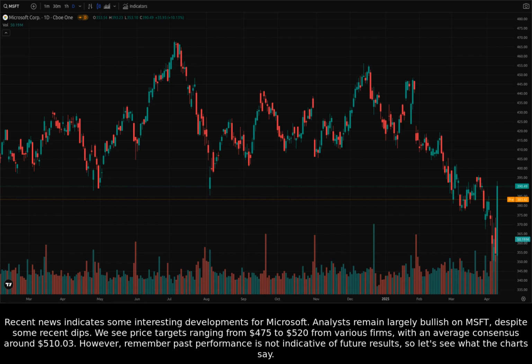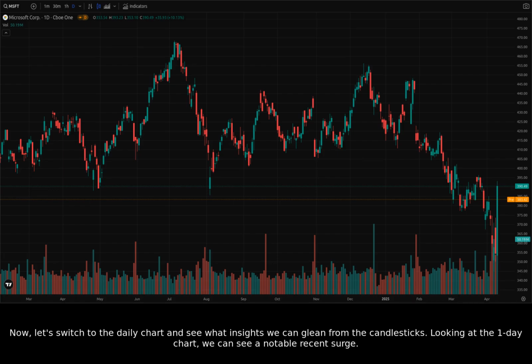Analysts remain largely bullish on Microsoft, despite some recent dips. We see price targets ranging from $475 to $520 from various firms, with an average consensus around $510.03. However, remember past performance is not indicative of future results, so let's see what the charts say. Now, let's switch to the daily chart and see what insights we can glean from the candlesticks.